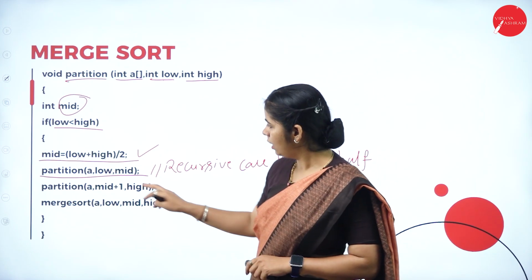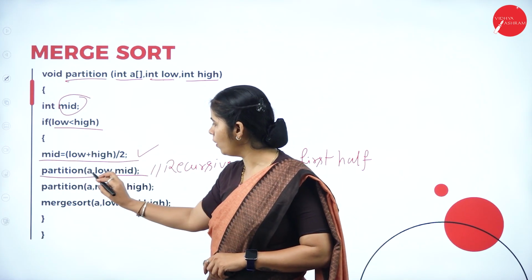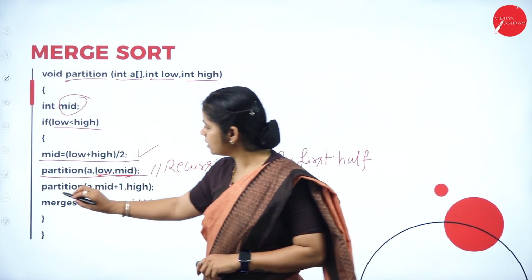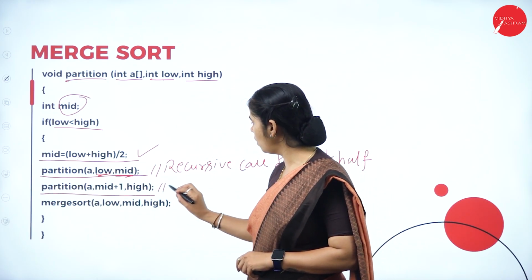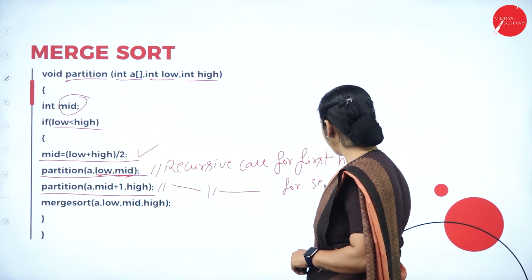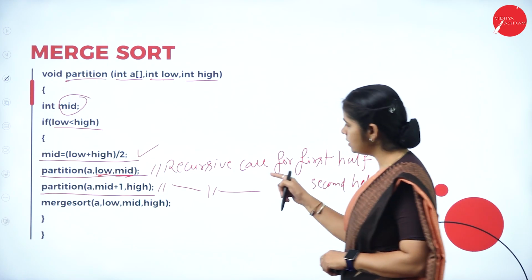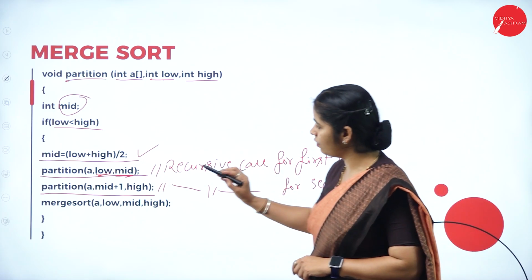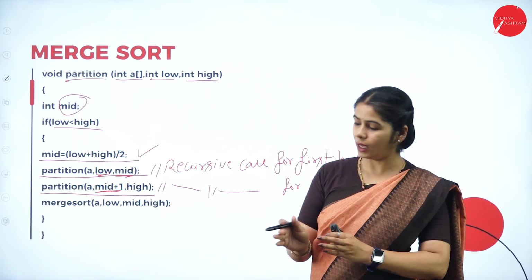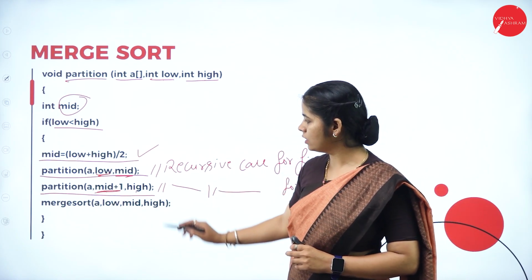Of the array. This particular function is a recursive call for the first half of the array, where we are using the low and mid values. The second part is also a recursive call, for the second half of the array, where we are dividing the right side of the array again, from the mid plus 1 value to the high value. So this is a recursive function.